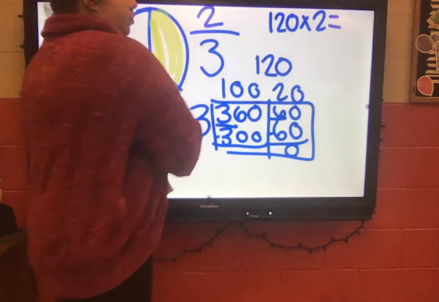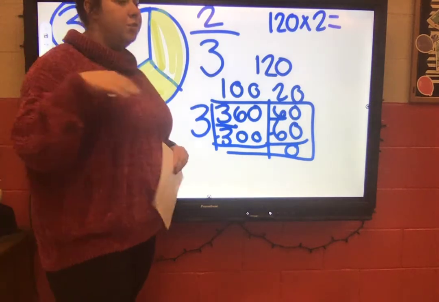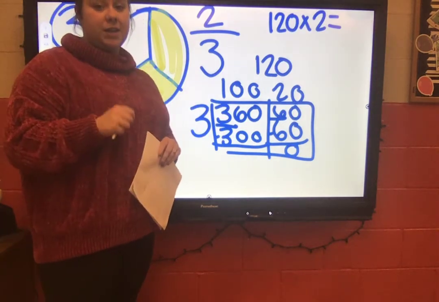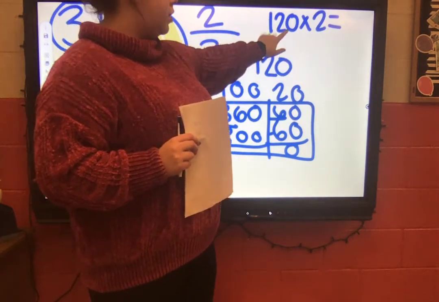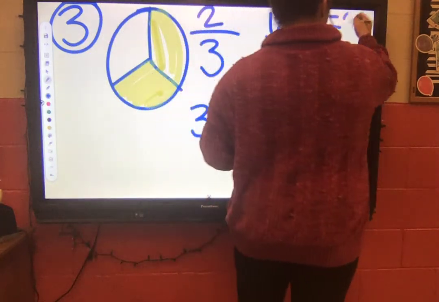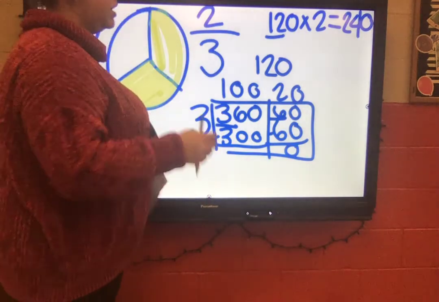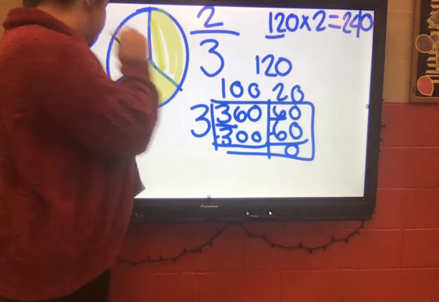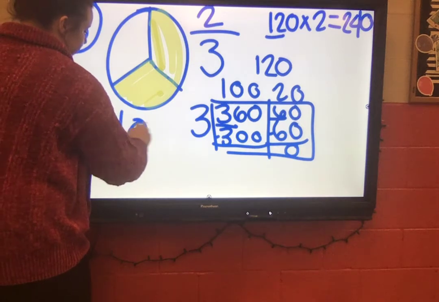Okay. Again, if you need to use your area model, you do that, okay? So 2 times 12 would be what? 24. 2 times 0 would be what? 0. So 120 times 2 is 240. So that is our number of degrees that are shaded in, 240.